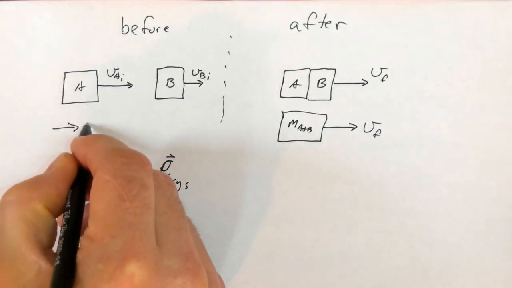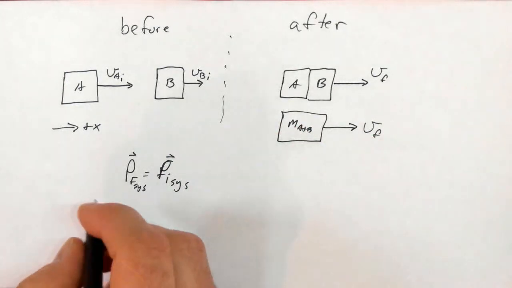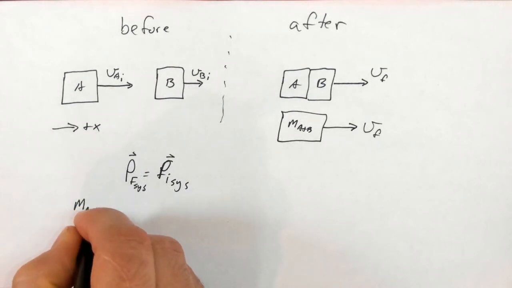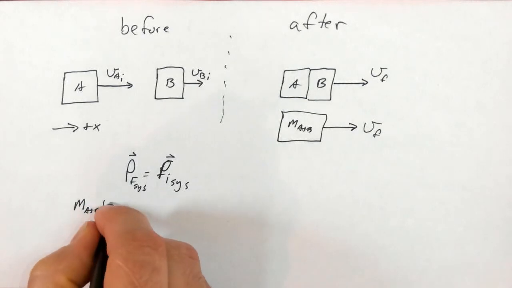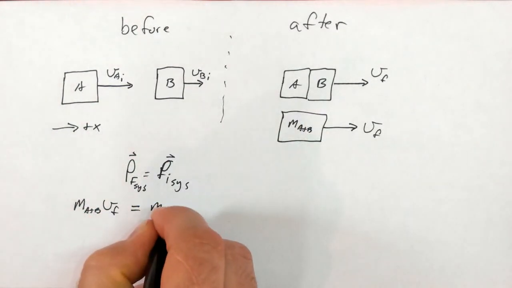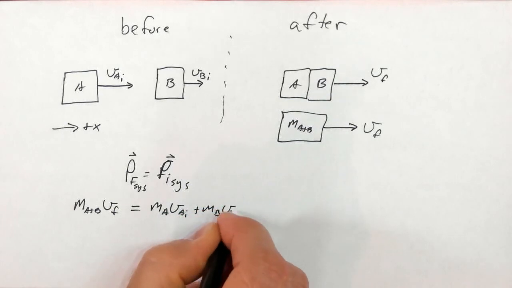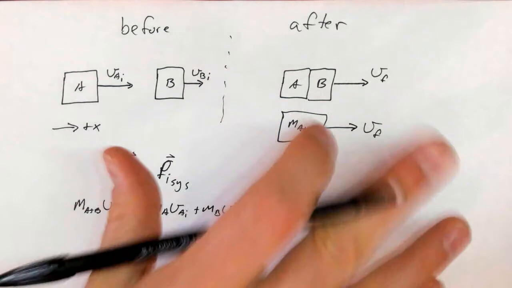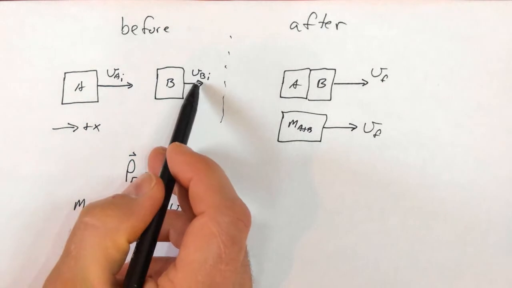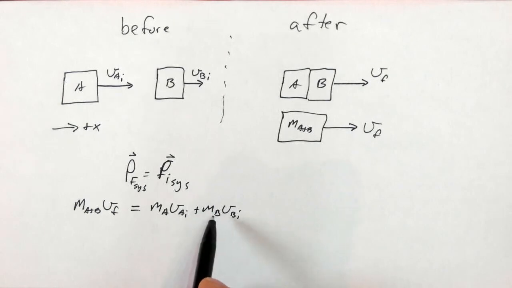I'm going to choose to the right to be positive, just to keep things consistent. And so in our final case, we have this object moving together, so I'm going to have M A plus M B times this V final is going to equal, and in my initial case, I have two separate things. So I'm going to have MA times VA initial plus MB times VB initial. And they're all in the same direction, so they all have the same signs. Now, if this one was moving backwards, then I would have a minus sign on VB.